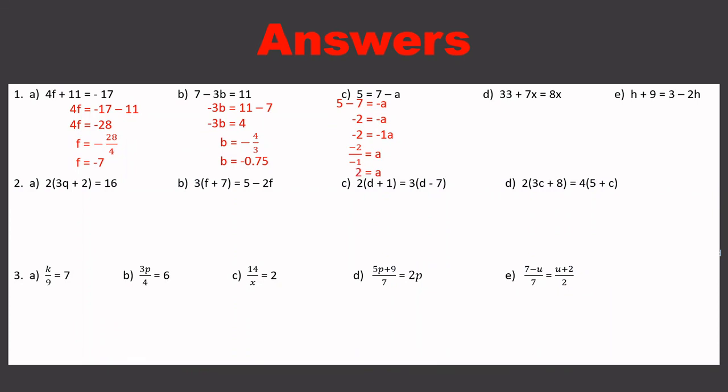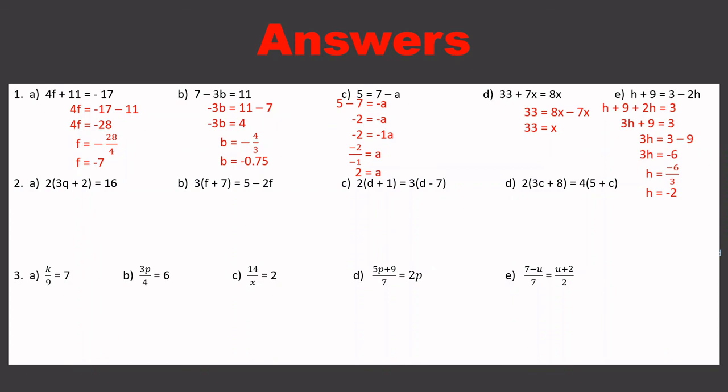For question D, finally we've got a two-sided equation. Let's move the smaller variable term, simplify, and we've got our solution. Question E, again, let's move our smaller variable term, simplify. Now let's move the 9, minus it. Now let's simplify. Now let's move the 3, divide by it.